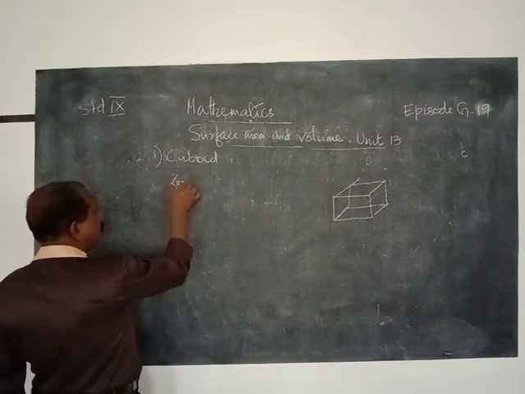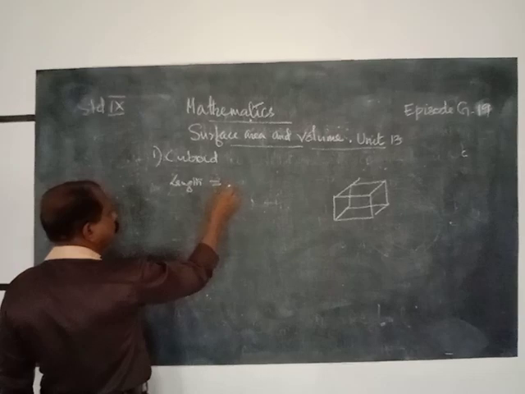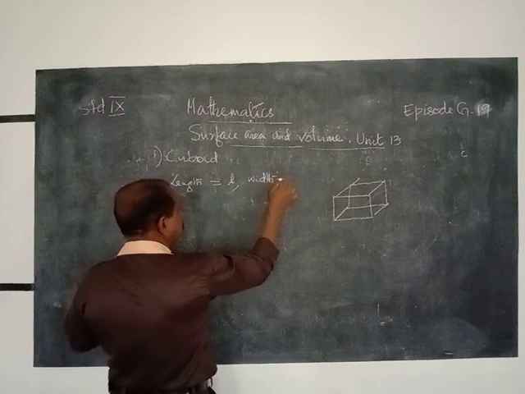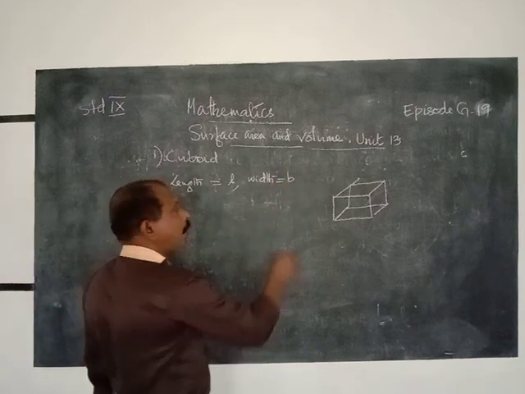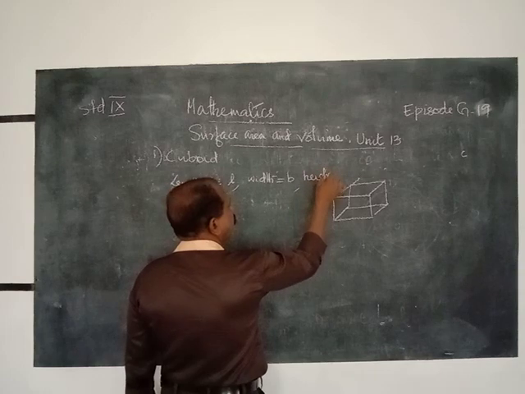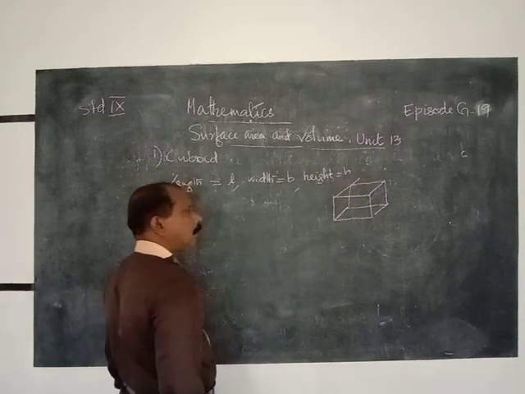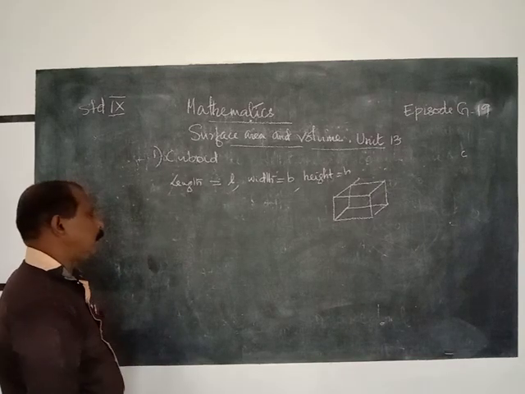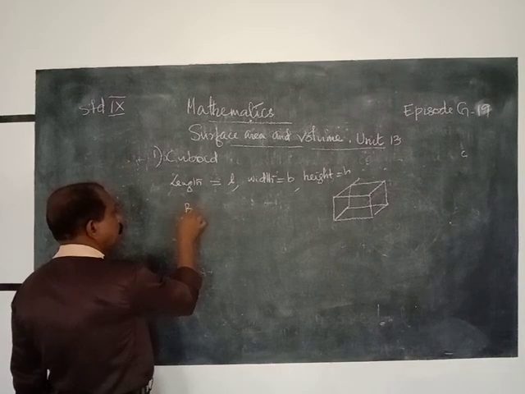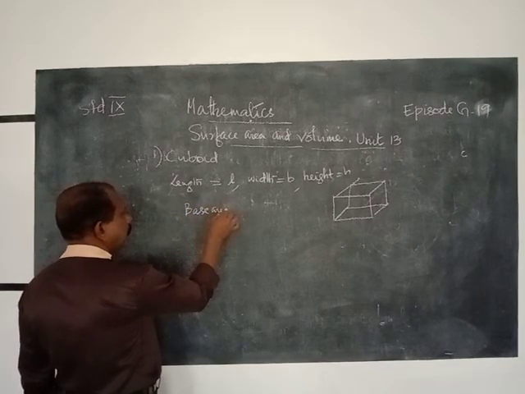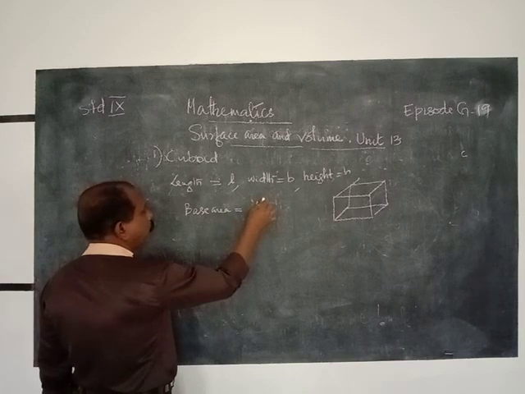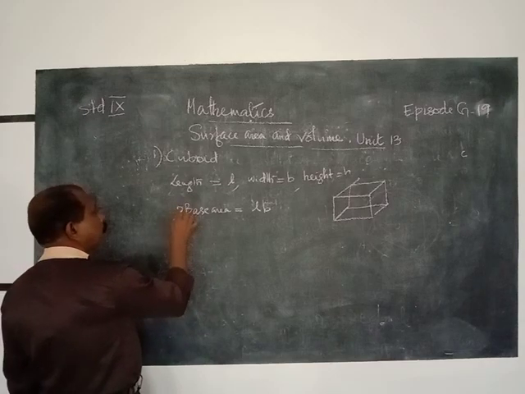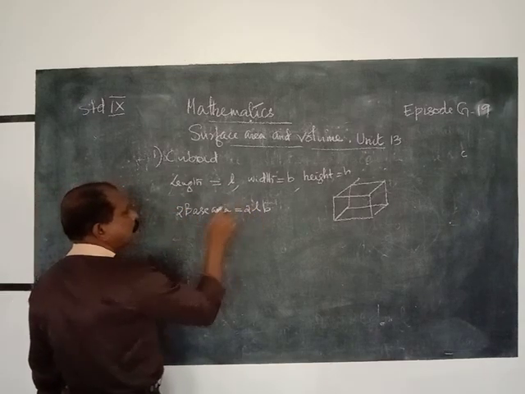Then length is equal to L, width is equal to B, and height is equal to H. Then the area of a rectangle is length into width. Therefore, base area is equal to L into width, that is LB. How many bases? 2 bases. Therefore, 2 base areas is equal to 2LB.